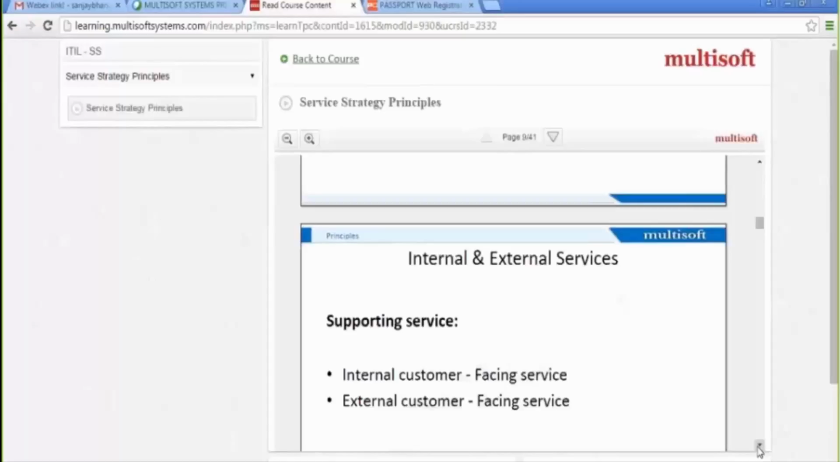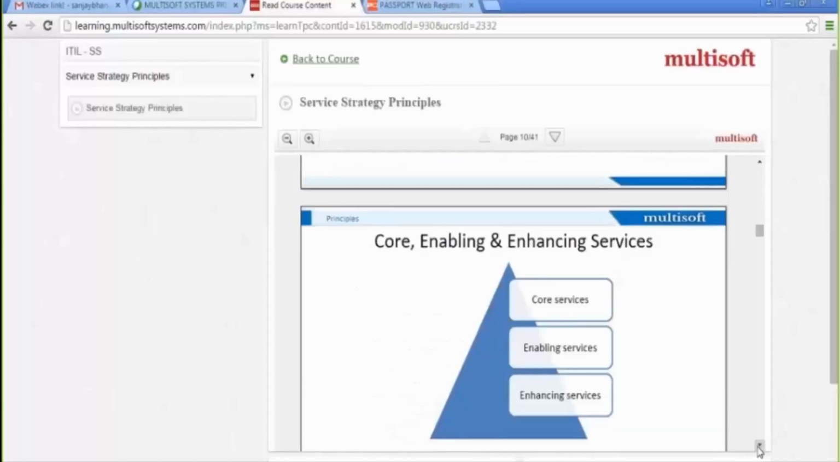Then we discussed the supporting services, internal and external. Then we discussed SLP, the service level package. In the service level package, we have three main services: core, enabling, and enhancing, right? Core is the one which is running, for the long run. Enabling means which is supporting the core services, and enhancing means if I want to enhance the service, I will use the enhancing services.